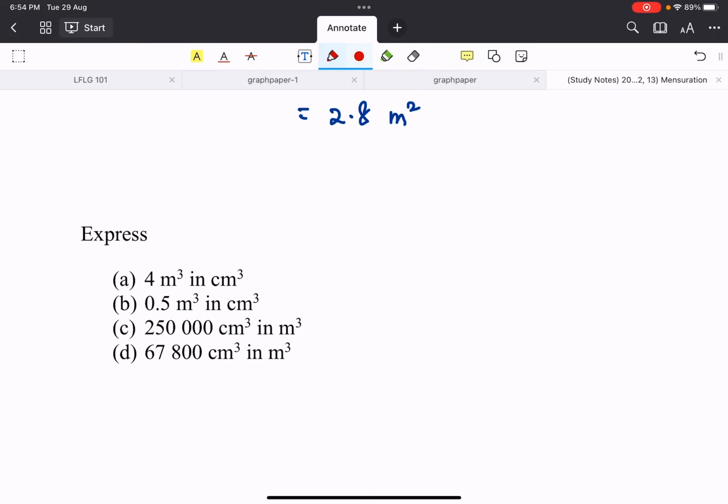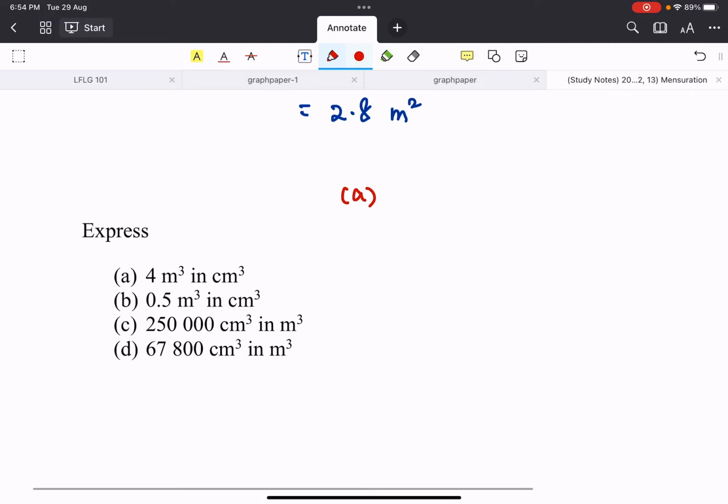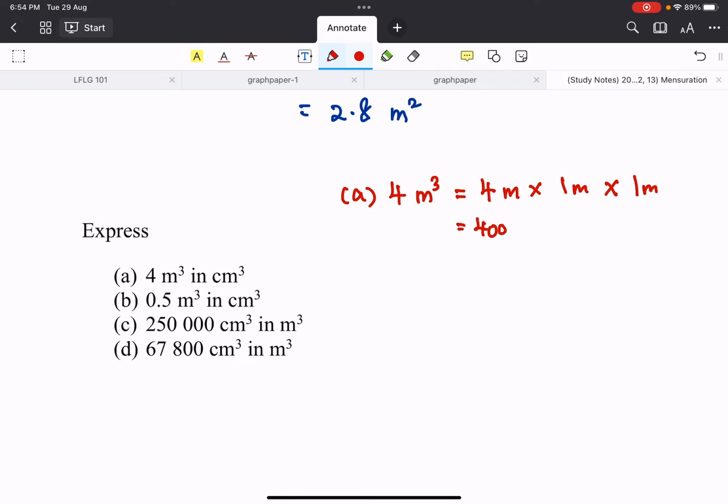So let me change the color of my pen so that it looks clearer on your screen. So we have 4 cubic meters. Now I talk about volume. Using the same idea, I can write this as 4 meters by 1 meter by 1 meter. That will give me 400 centimeters by 100 centimeters by 100 centimeters. Put them all together, we have 400,000. Get the number of zeros correct, try your best. And there we go.